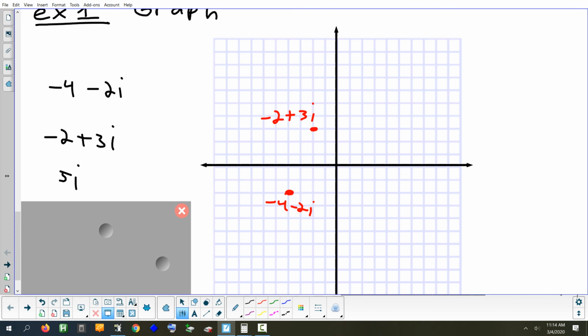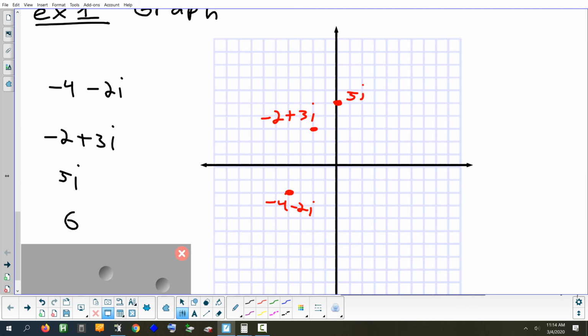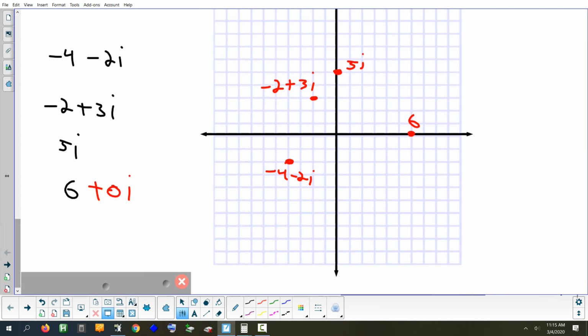Peregrine, how about 5i? You just go up 5. Yep. So that's kind of a special one because it's on an axis. It's not in a quadrant. We'll talk about what that means. And Sam, how about 6? Yeah, you can always think of it as 6 plus 0i. So it's like 6 comma 0. Usually if it's a 0, we don't write it. Same thing here. You could think of it as 0 plus 5i. Any questions on that?